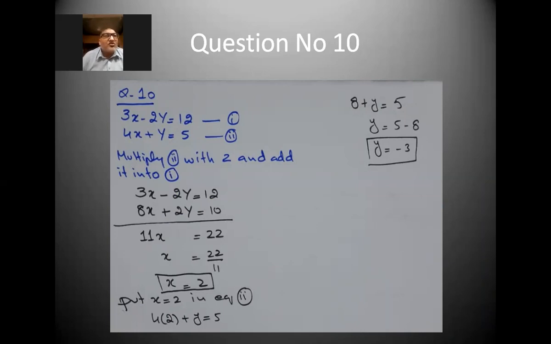So minus 2y plus 2y, they will be canceled. 3x plus 8x, that will be 11x equals 10 plus 12. That will be 22x equals 22, divided by 11. And the x value will be 2.